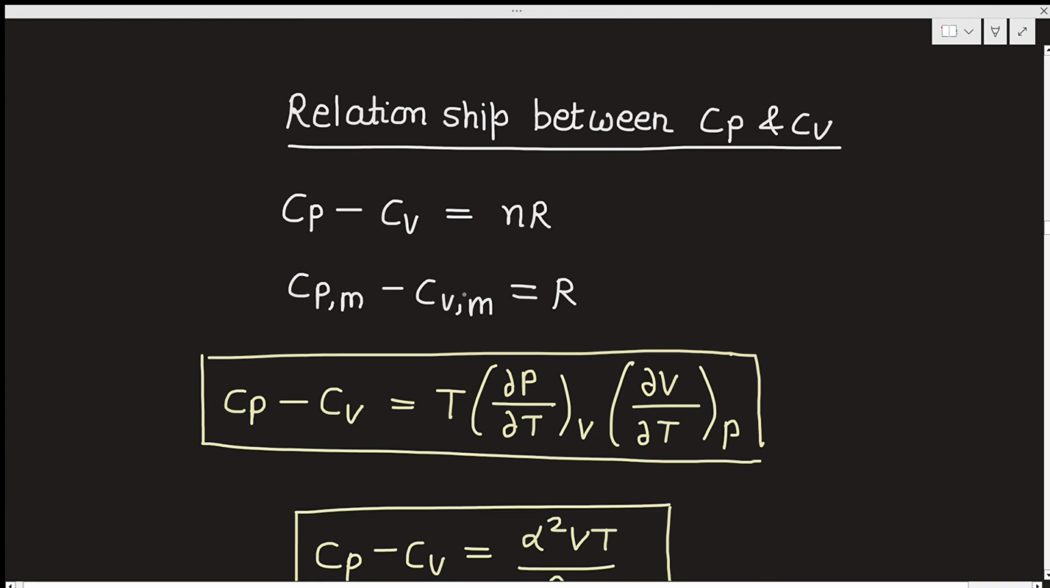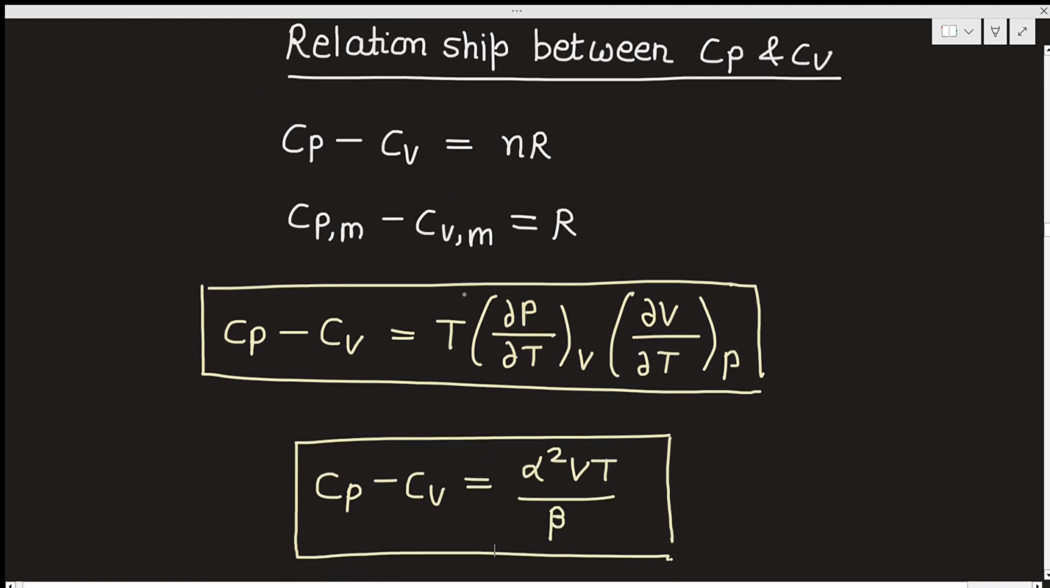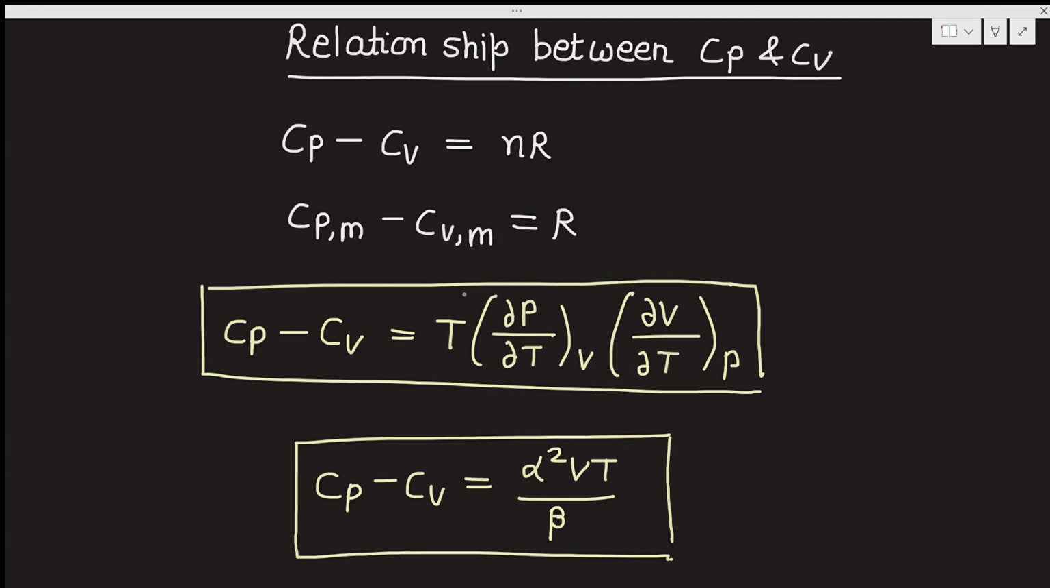Now see the relationship between Cp and Cv. That is a very important thing. One relation I think you all know, that is Cp minus Cv is equal to nR. But if you are taking the molar heat capacity, it means Cpm or Cvm, then Cpm minus Cvm will be equal to R. This relationship you must all know. The second one is, see here, Cp minus Cv is equal to T del P upon del T at constant V times del V upon del T at constant pressure.